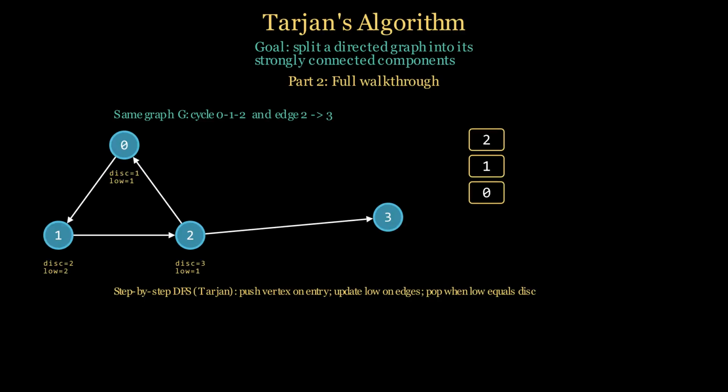Now relax the edge from 2 back to 0. Vertex 0 is already discovered and still on the stack, so this is a back edge. Set low of 2 to the smaller of its current low and the discovery number of 0, min of 3 and 1 is 1.